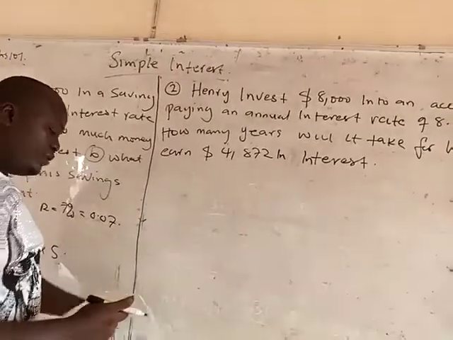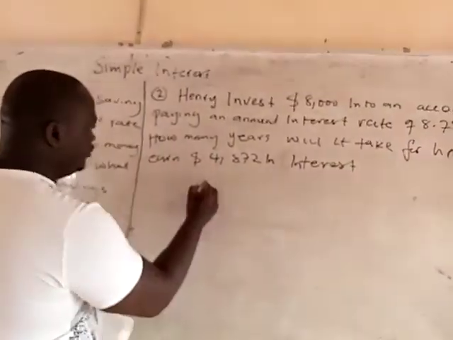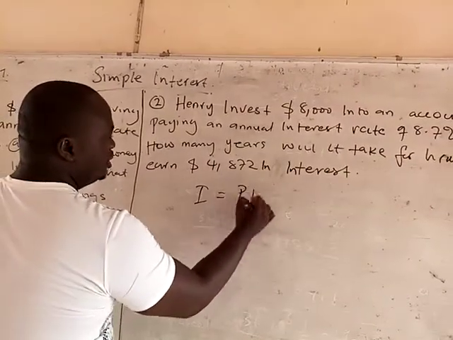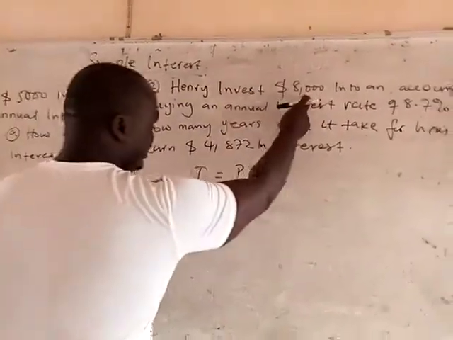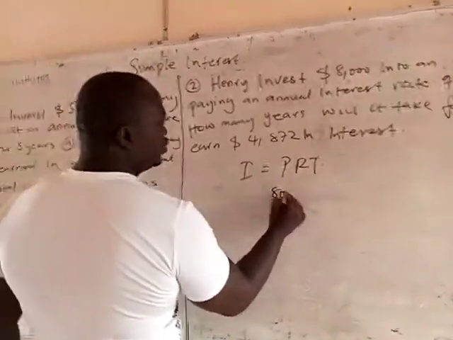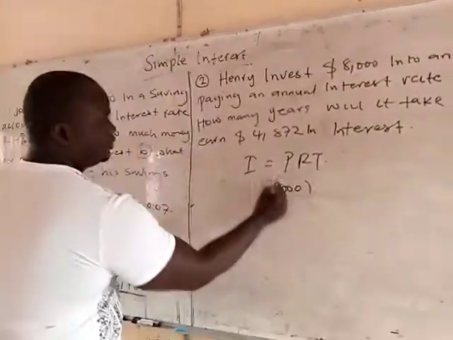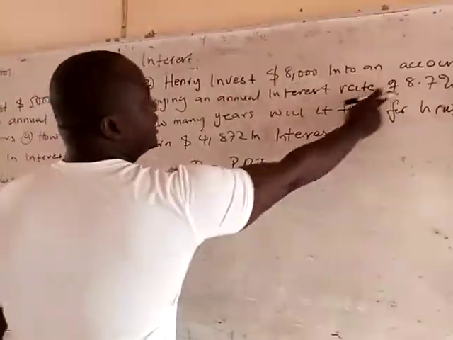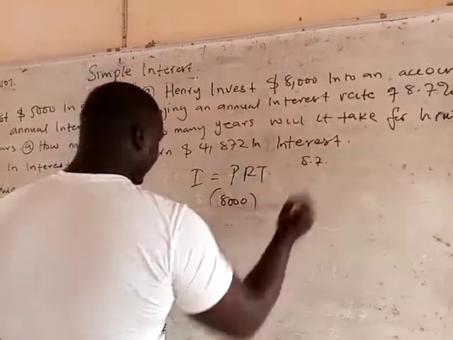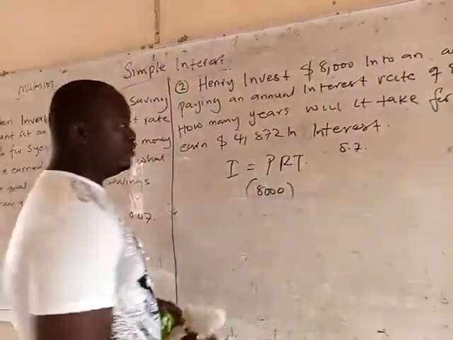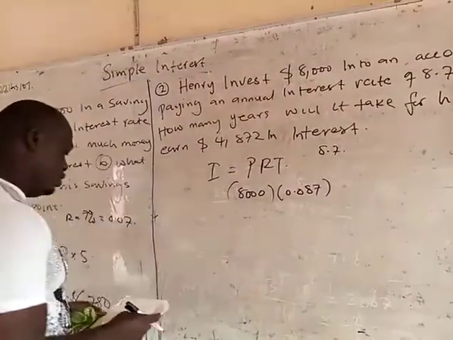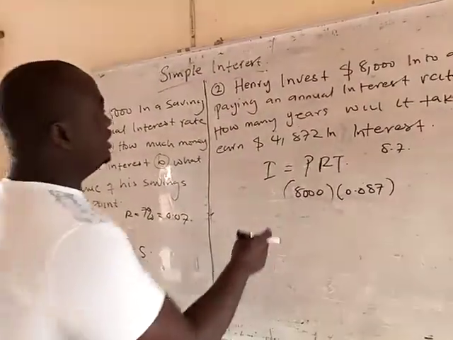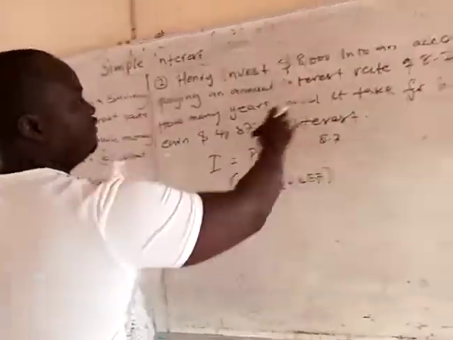Now, what are we going to do? We are going to write a beautiful formula, which is what? I equals PRT. He invested. So this is what? Our P is what? 8,000. Now, we have a rate of what? 8.7. We are going to have to divide it by 100. So it's going to be 0.087, right? Good.